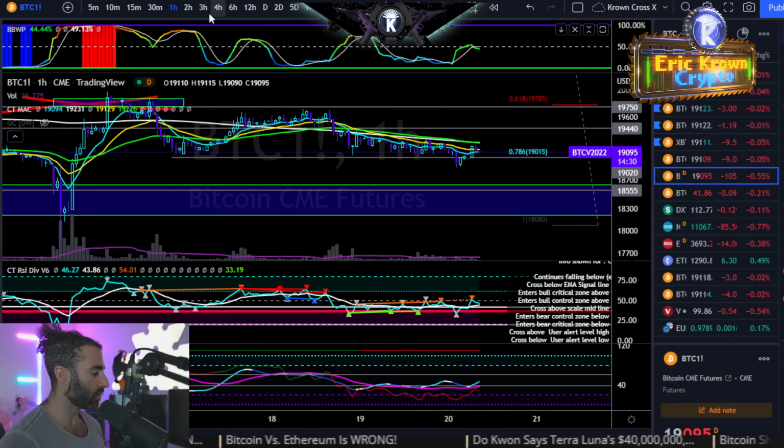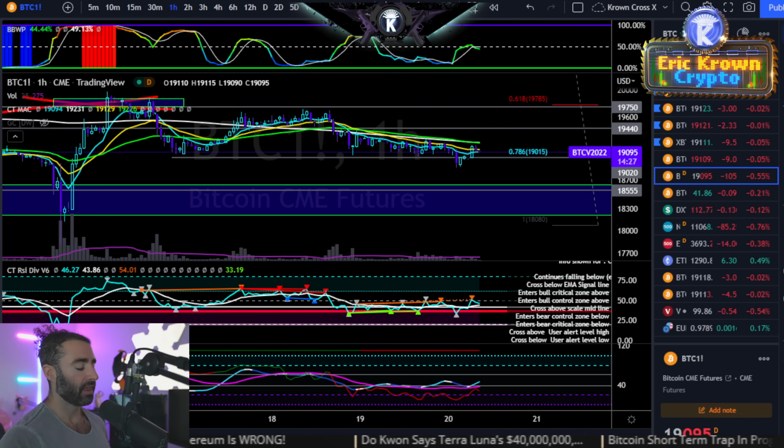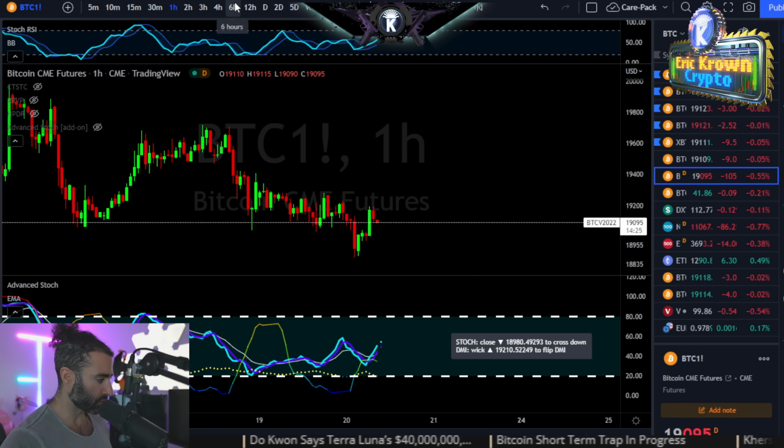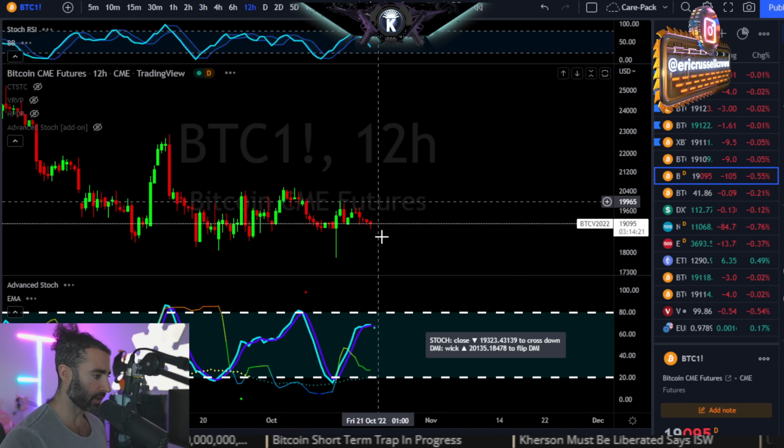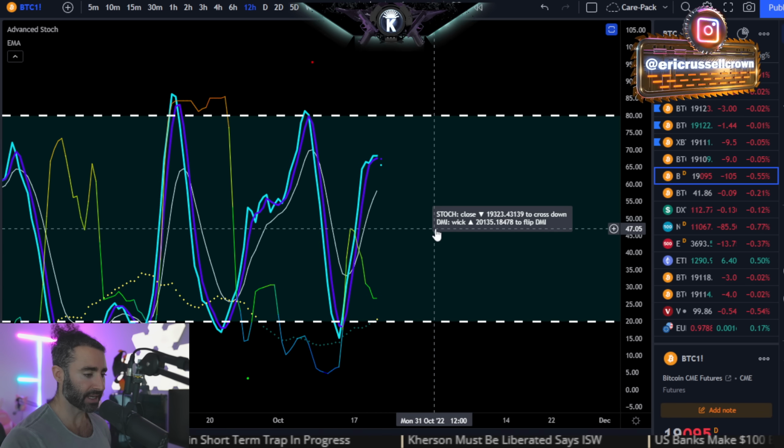But I did want to reference now the stochastic momentum on the short-term time frame. So starting off with the 6 hour right here, or let's even start off with the 12 hour. 12 hour time frame is going to be freshly turning down on CME.